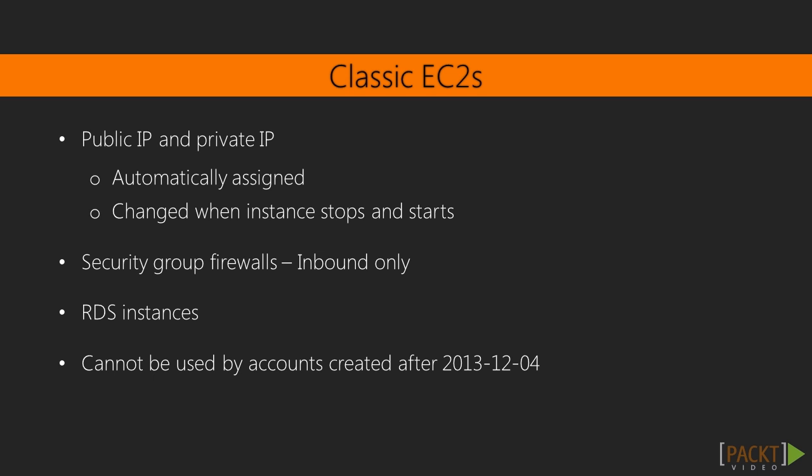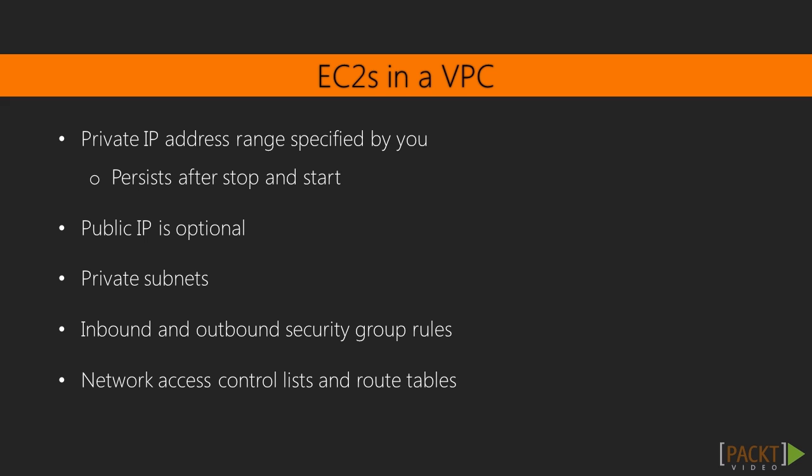In 2013, AWS declared that all accounts created after December 4, 2013 would have to launch their instances in VPCs. However, AWS accounts created before that date are grandfathered and can still today launch classic EC2 and RDS instances. If you or one of your customers have one of these older AWS accounts, migrating the classic instances to a VPC is highly recommended. Some of the advantages are the ability to specify your own private IP address ranges and keep the private IPs associated when you stop and start your instances.